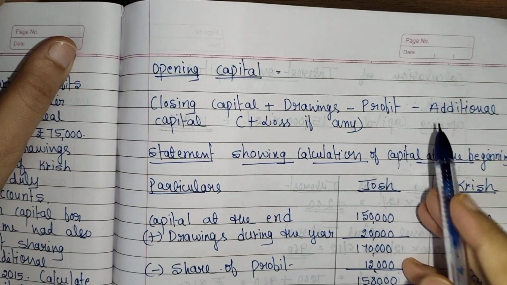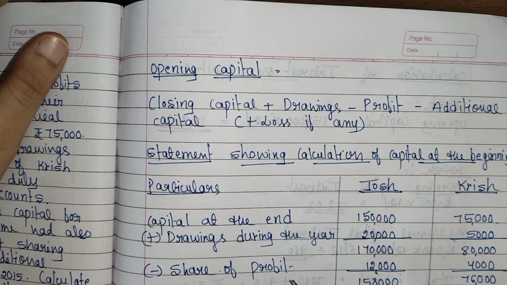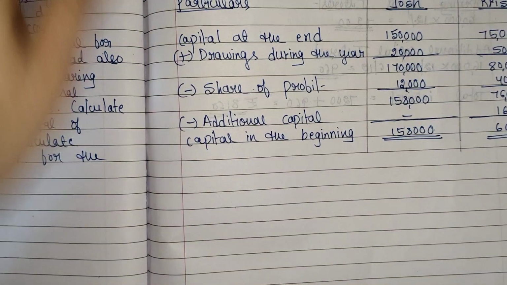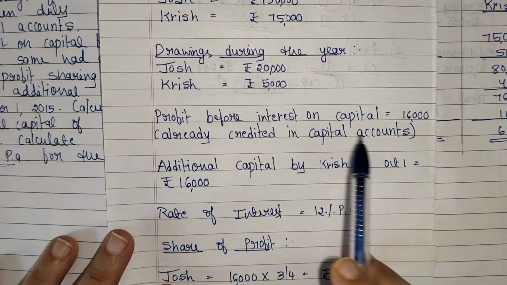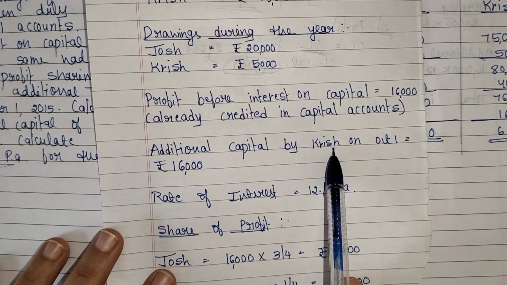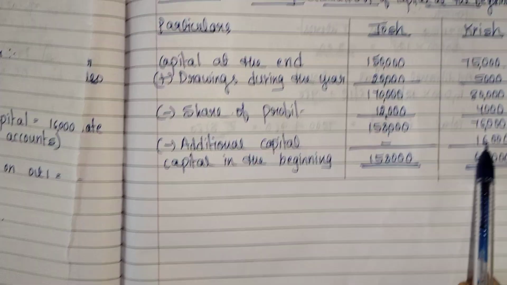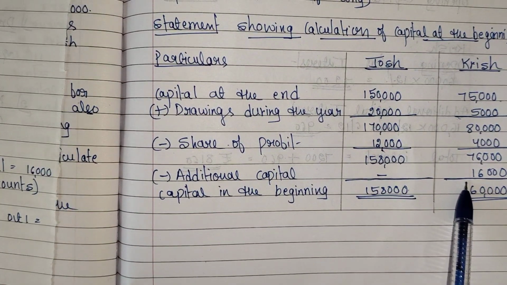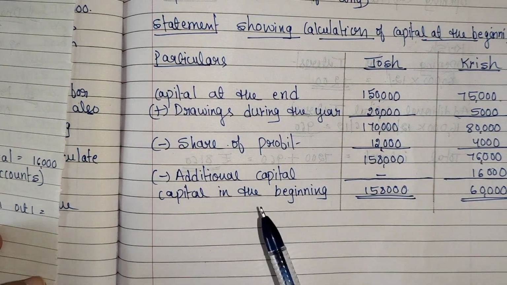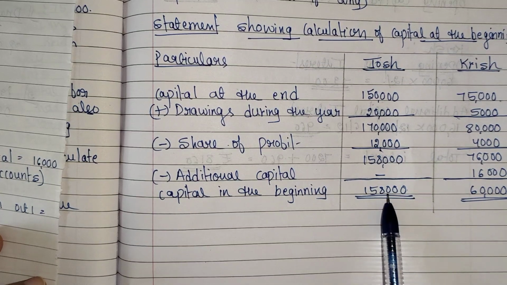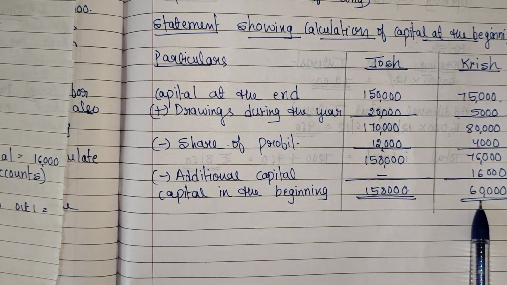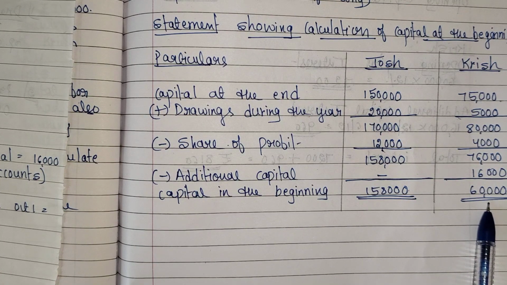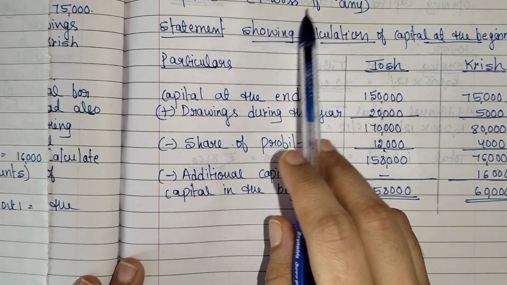Now next, less additional capital. How much additional capital? That is rupees 16,000 introduced by only Krish. So write down here 16,000. Then we will get capital in the beginning. That is Josh 1,58,000 and Krish, that is rupees 60,000. Clear? And plus loss if any.